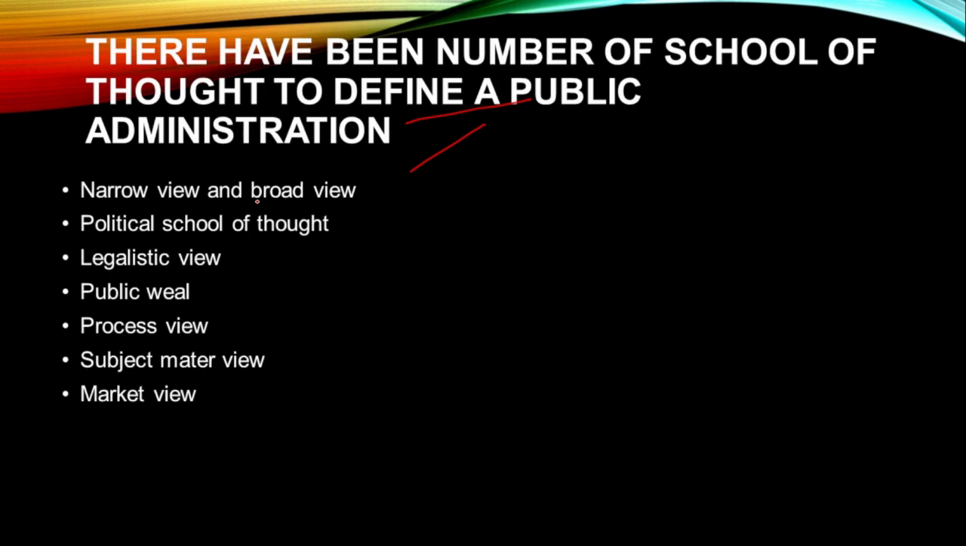The first school is the narrow and broad view school, and then the political school of thought, legalistic view, public view, process view, subject matter view, and the market view. These are all the schools of thought which define public administration.